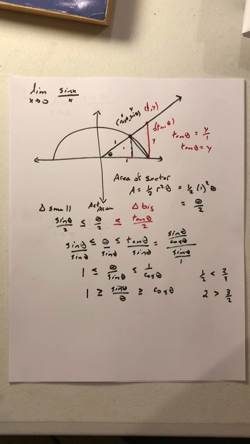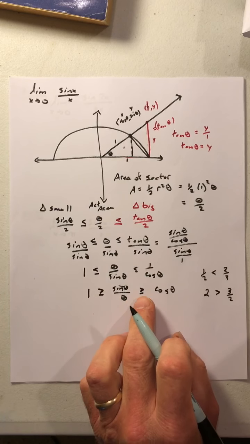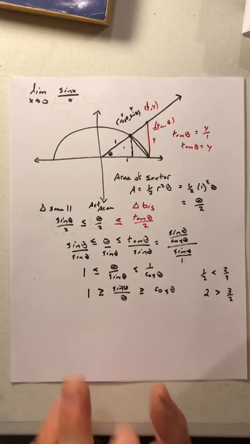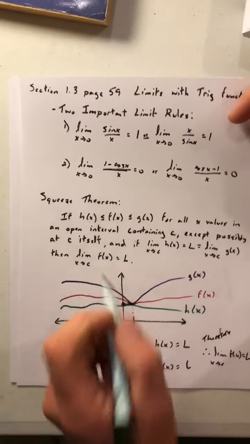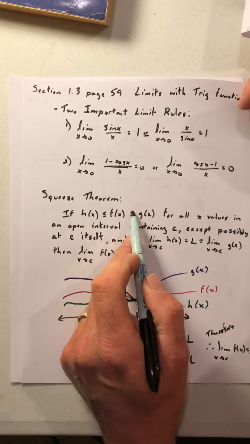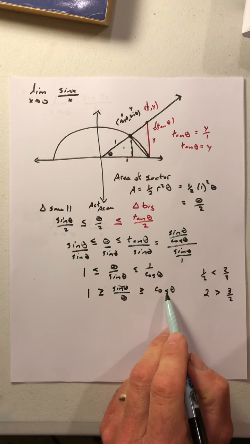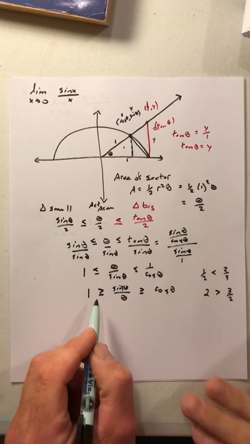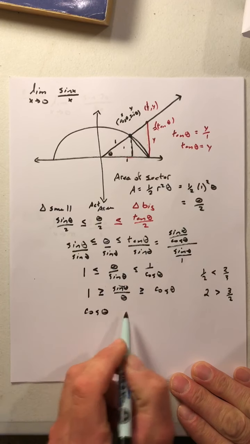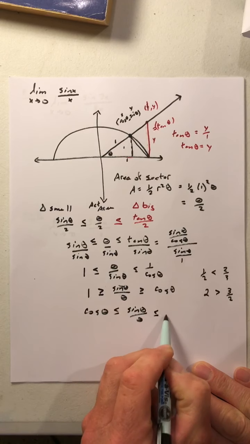Then what I can do is take a kind of pancake flip, if you wish, and rewrite it, instead of being greater than symbols, I want that less than symbol. Remember, from the squeeze theorem, h of x has to be less than or equal to f of x, which has to be less than or equal to g of x. Well, in this case, we're greater than. But I can write and read this as the cosine of theta is less than or equal to the sine of theta over theta, which is less than or equal to 1.